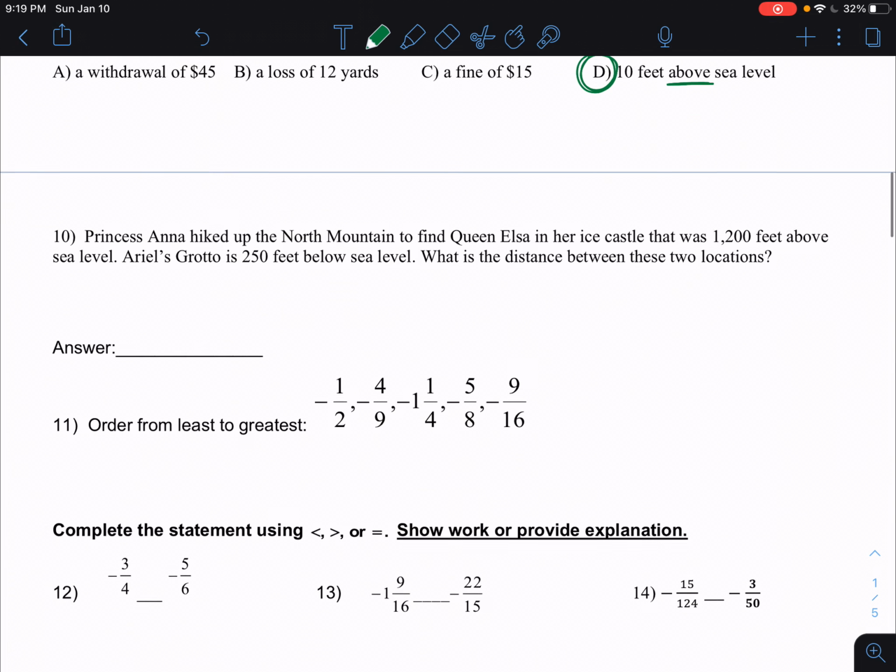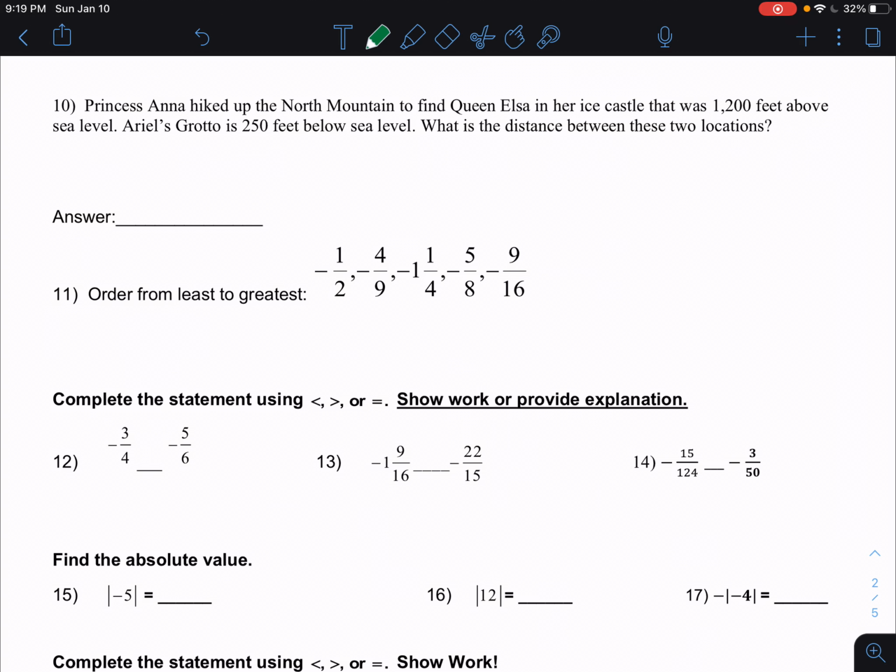Number 10 says Princess Anna hiked up the North Mountain to find Queen Elsa in her ice castle. That was 1,200 feet above sea level. So I'm going to draw a mountain.